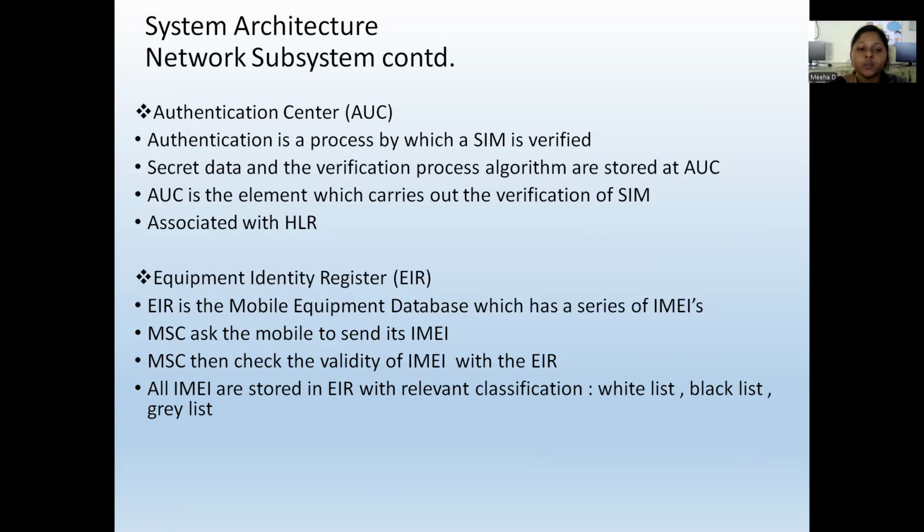The next one, equipment identity register. The equipment identity register is a mobile equipment database which has a series of IMEIs. The MSC asks the mobile to send its IMEI, then the MSC checks the validity of the IMEI with the EIR. All IMEIs are stored in the EIR with relevant classification. The classifications are whitelist, blacklist, and graylist.